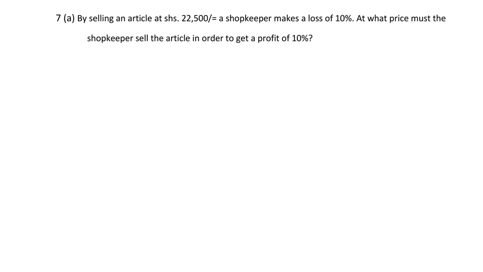Question number 7a. By selling an article at shillings 22,500, a shopkeeper makes a loss of 10%. At what price must the shopkeeper sell the article in order to get a profit of 10%? Okay, so this is the percentage problem. We are going to let Y be the buying price, and let us recall the formula for the percentage loss, which says selling price minus buying price over buying price times 100.